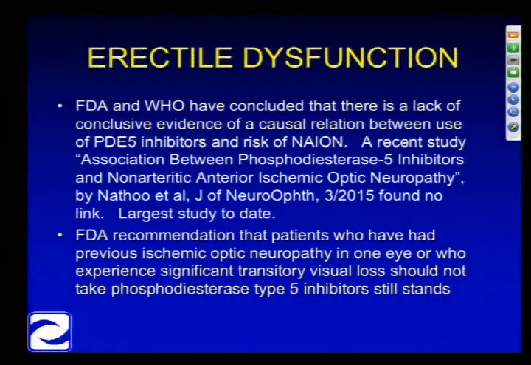As you all know, the vasodilation of smooth muscle in some patients can drop their blood pressure, and anybody that has a sudden drop in blood pressure is more prone to developing anterior ischemic optic neuropathy. The Food and Drug Administration and the World Health Organization have conducted fairly extensive literature reviews and have not found conclusive evidence of a causal relationship between the use of these medications and non-arteritic anterior ischemic optic neuropathy.